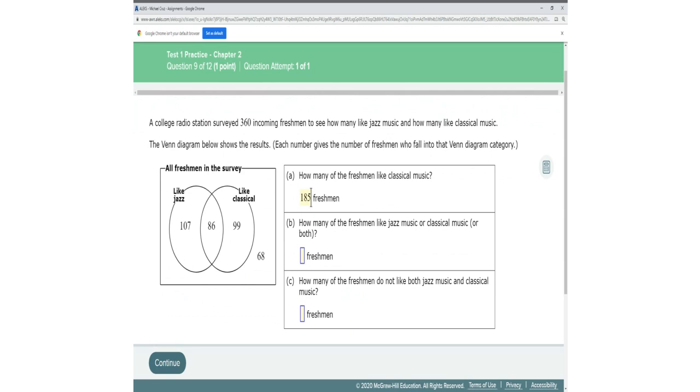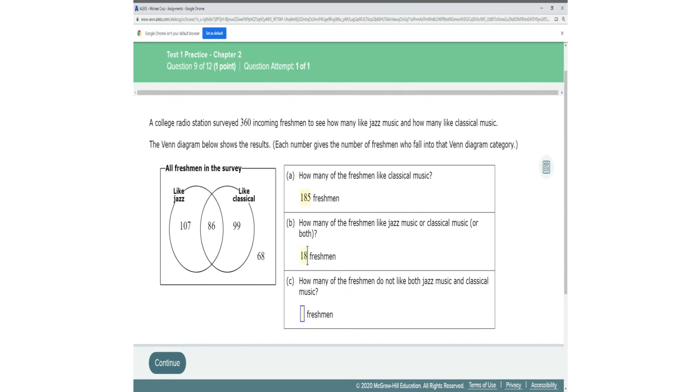All right. Now, this right here is asking about the union. It says how many of the freshmen like jazz music or classical music, and they always add the or both. But this is what we call in this course the inclusive or, so it can be one or the other or both. When we get to chapter 3, which is logic, it's the same or, one or the other or both. They always say that because there's something called exclusive or, but we don't use it in this class. So it's 185.